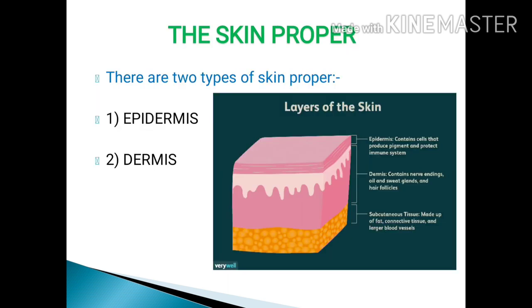Now, the skin is broadly divided into two parts, the epidermis and the dermis. The epidermis contains cells that produce pigment and protect the immune system, and the dermis contains nerve endings, oil and sweat glands, and the hair follicle. An interesting fact is that the epidermis is 1/3 of the skin, and the dermis is 2/3 of our skin.